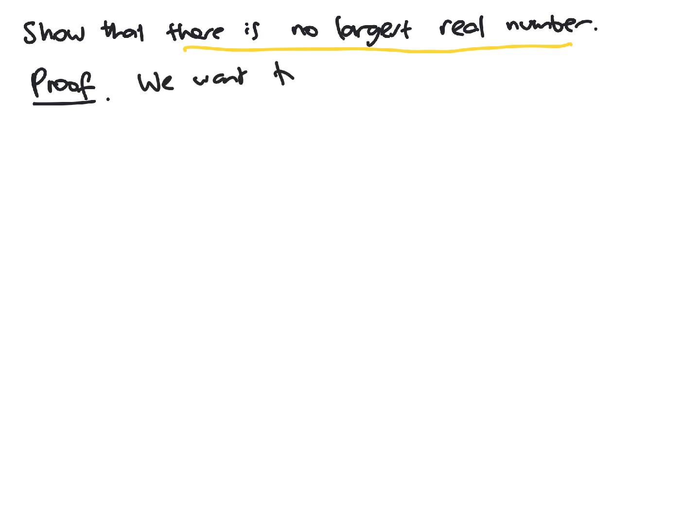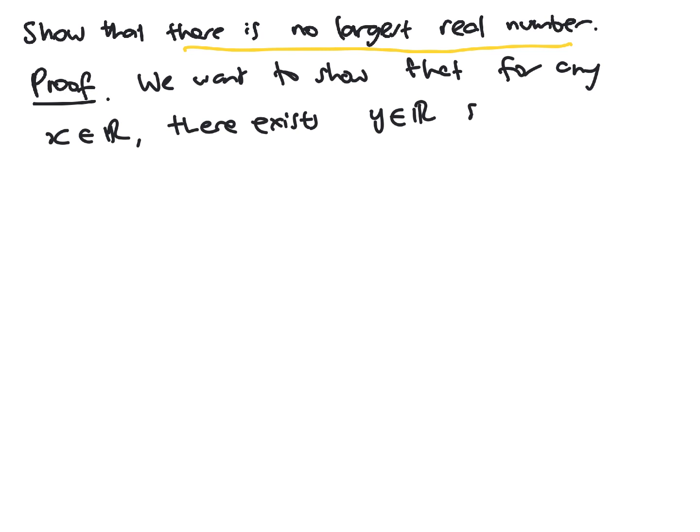Okay, so let's write this mathematically. What we want to show is that for any real number x, there exists another real number y such that x is less than y. Okay, so here we want to prove now a statement with a universal quantifier followed by an existential quantifier. Let's now try and apply our experience in the previous two examples and see what we can do here. Right, so for any x in R, we take an arbitrary real number.